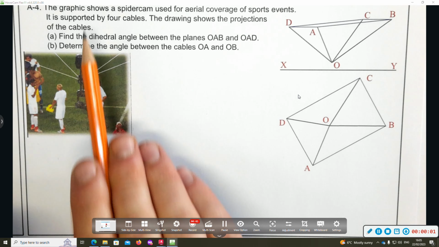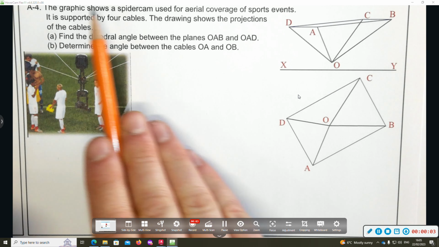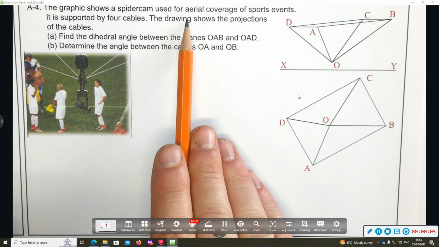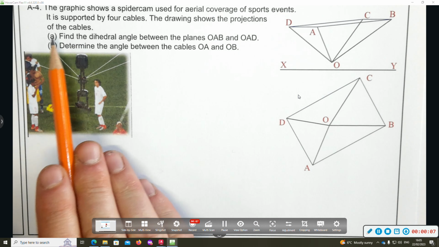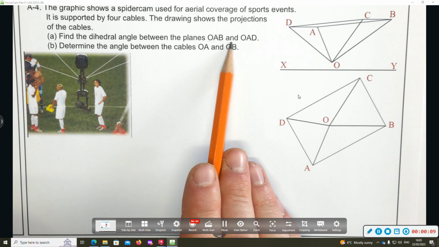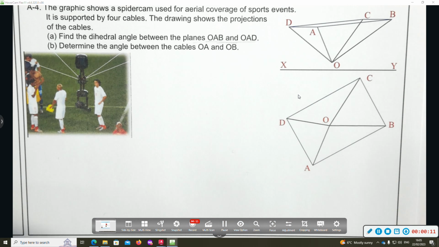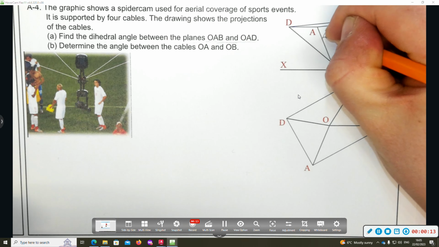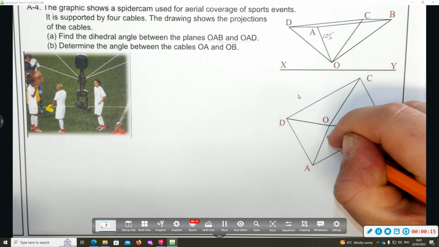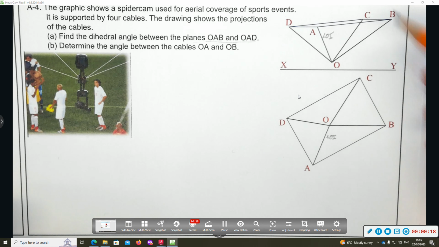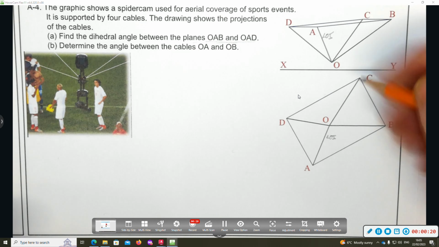Okay, so welcome to question A4 2018. The drawing shows the projections of the cables. Find the dihedral angle between the planes OAB and OAD. Here's the line of intersection. Check to see, is the line of intersection a true length in either elevation or plan?